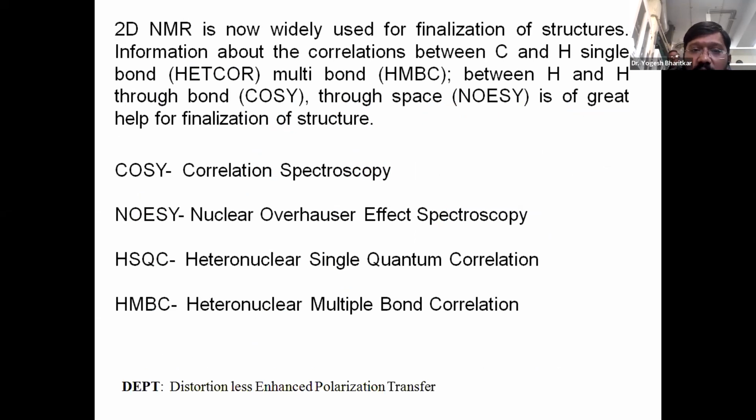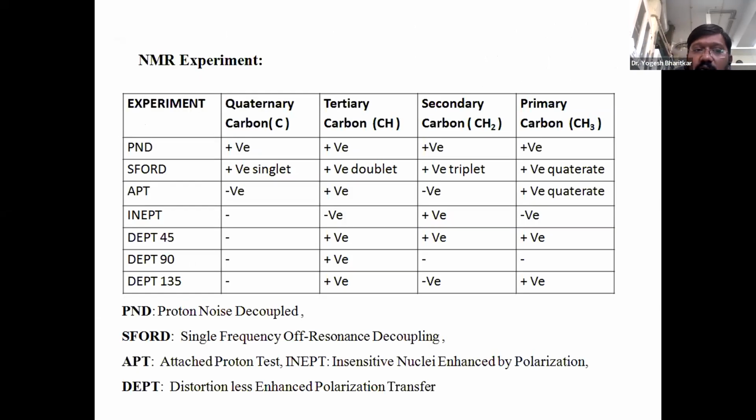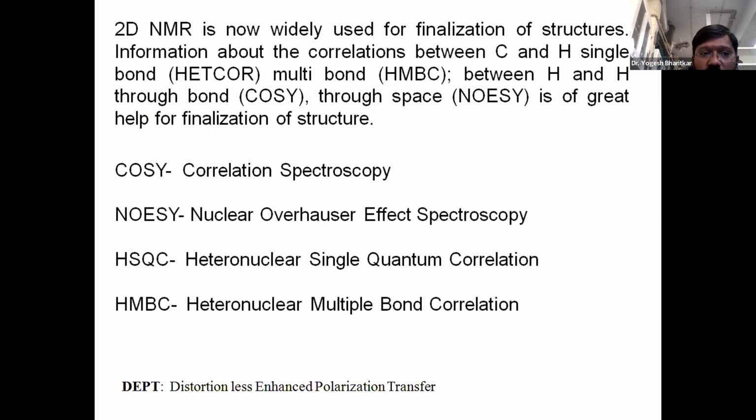From 1D NMR alone we cannot elucidate the exact structure of a bigger molecule or a novel molecule. In that case, we have to go for 2D NMR. In 2D NMR we mainly use COSY, NOESY, HSQC, and HMBC.